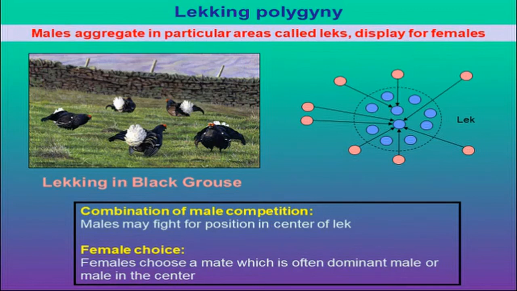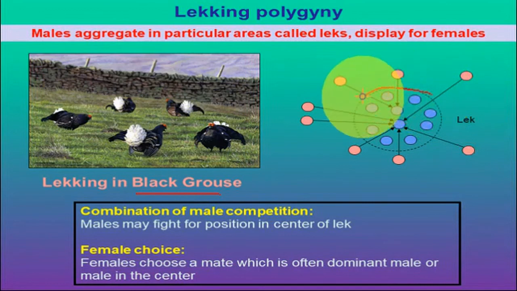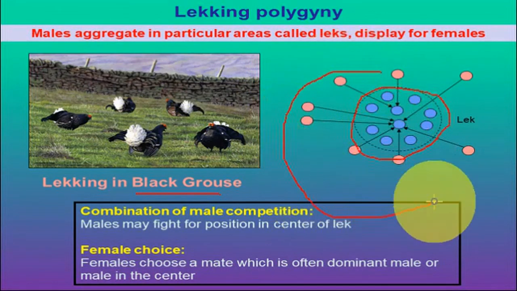There is a good example you'll find in the black grouse, where they go to one place, they gather in one place, and in that place all the males try to display. Sometimes they fight to establish their strength, and that way they try to establish that they are the best male to be chosen by a female. And here you can see this is a picture of the lek, and all males are inside and females are waiting outside to choose the male.